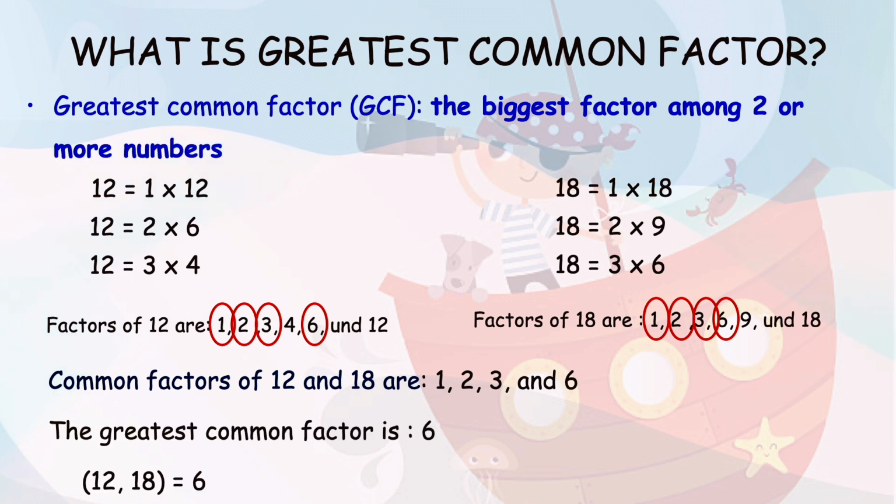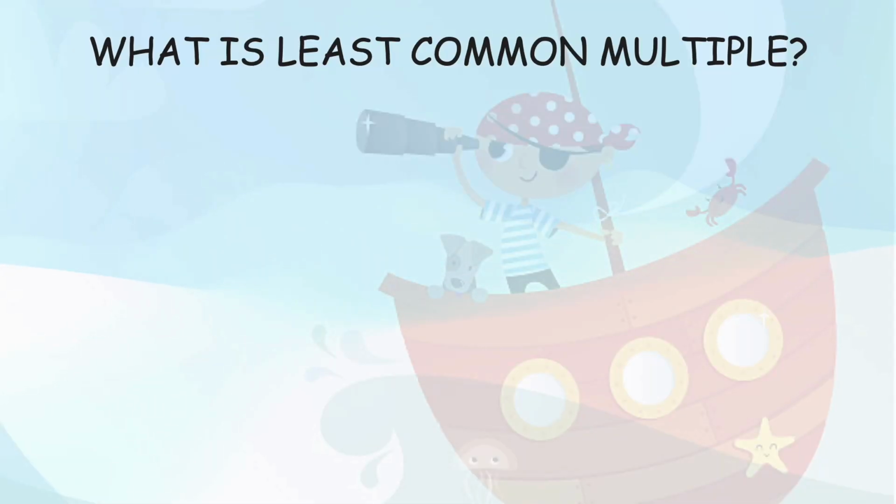How do we write the greatest common factor in a mathematical way? We just use brackets: (12, 18) is equal to 6. This is a compact way to represent the greatest common factor. What's the least common multiple?